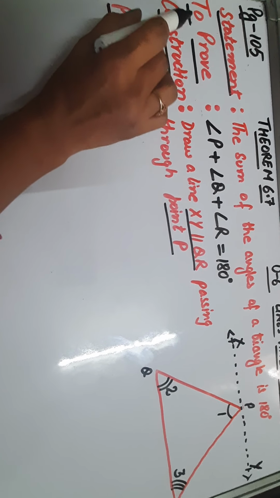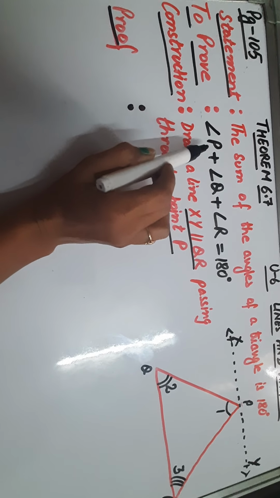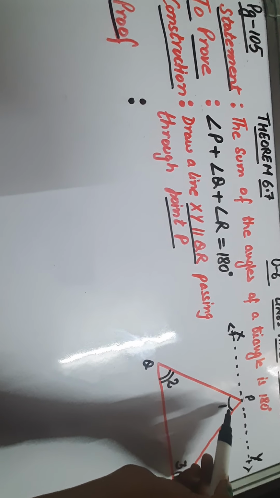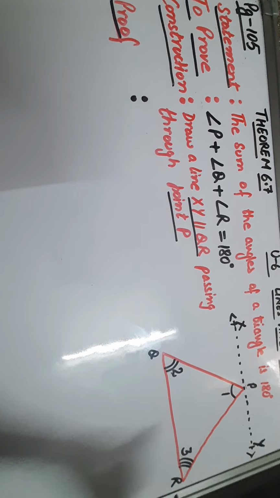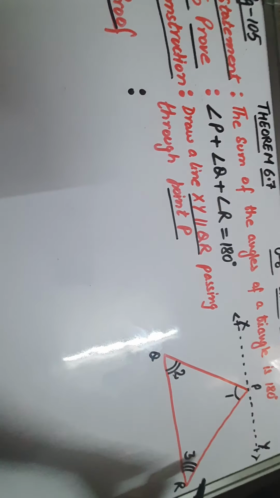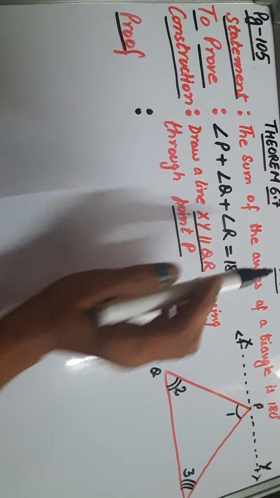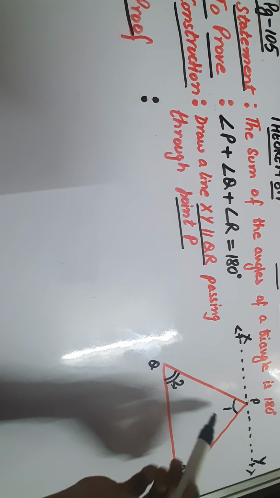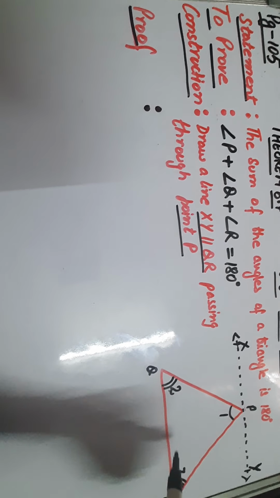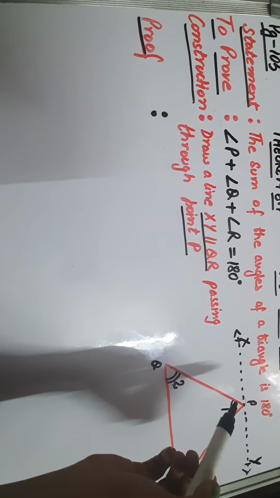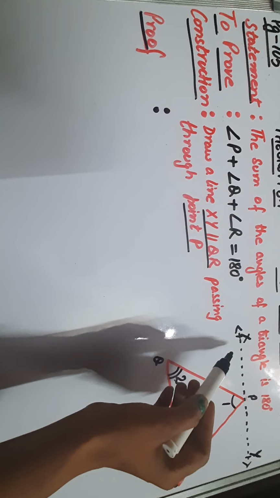That means what we have to prove is angle P, this interior angle, plus angle Q interior, plus angle R is equal to 180 degrees. This is what we have to prove. Now dear students, to prove the sum of these three angles is equal to 180 degrees, we need to do a construction. So what is that construction?